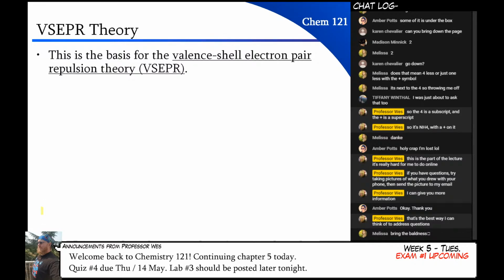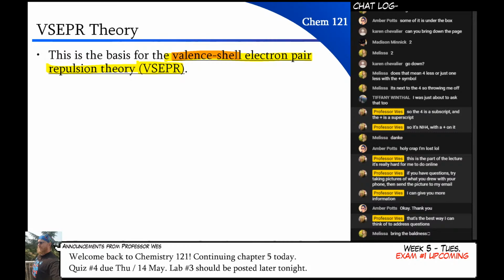And this is called VSEPR theory, or valence shell electron pair repulsion theory. You might ask, that's a lot of word salad. What does that mean? Well, let's go through the words one at a time, and we'll get a different color as we do this. I'll do orange here.